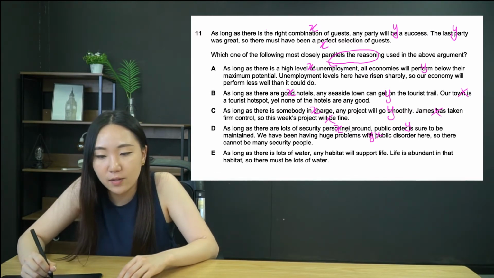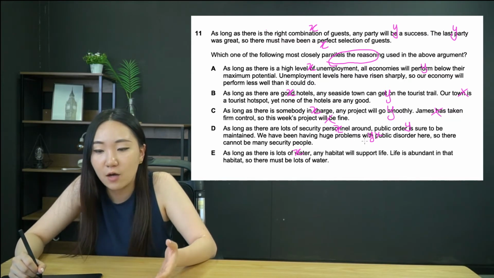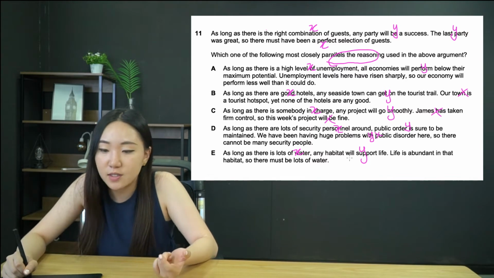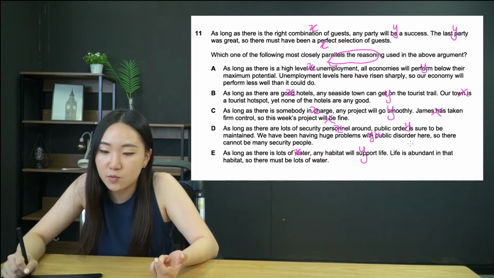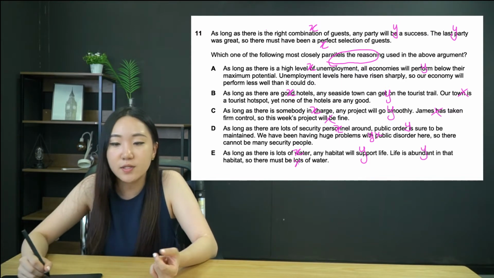What about this one? "As long as there is lots of water," X, "any habitat will support life." So what we want to see now is "this habitat has a lot of life, therefore there must be lots of water." And you'll see that's true. "Life is abundant in that habitat," Y, so there must be lots of water, X. Okay, so it's most certainly E.